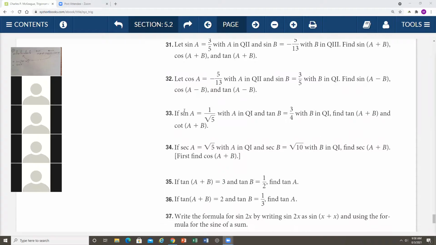One like 32, problem 32. It says, let the cosine of some angle A be equal to negative 5/13 with angle A belonging to quadrant 2. The sine of some other angle B is equal to the ratio 3/5, where angle B is a first quadrant angle. Knowing all that, they want you to find the sine of A minus B, the cosine of angle A minus B, and the tangent of angle A minus B. They want you to find all of those.